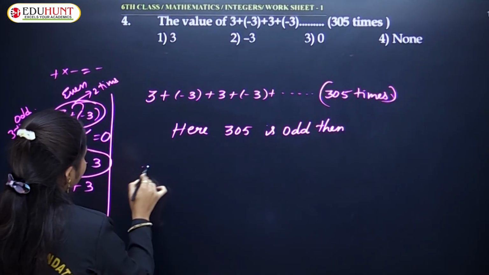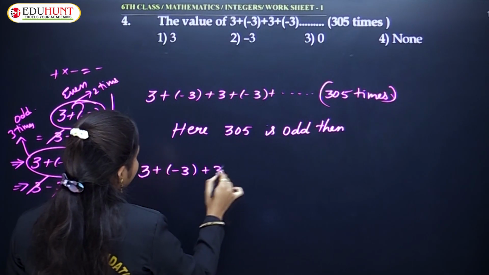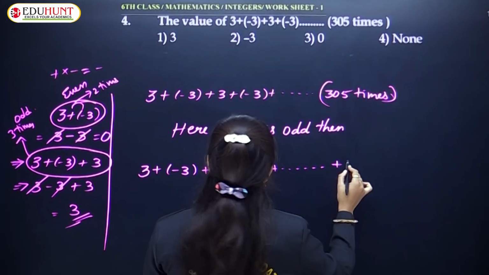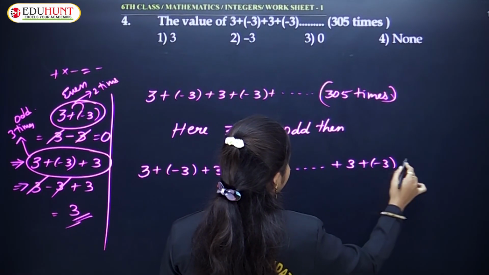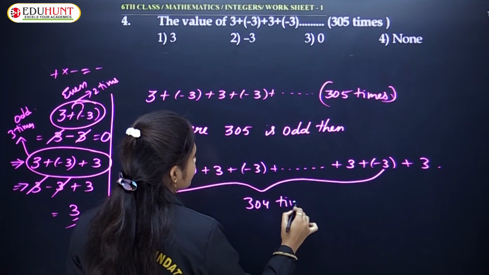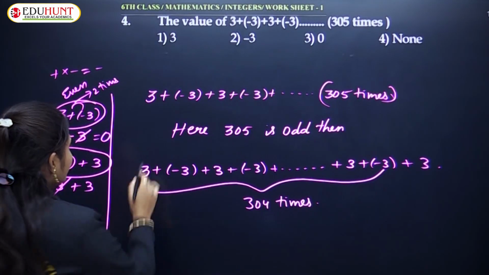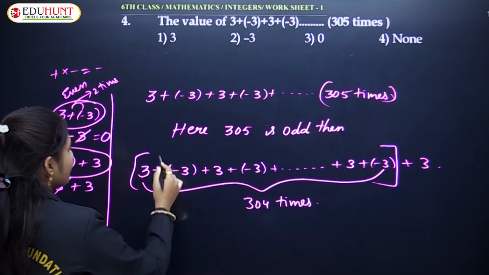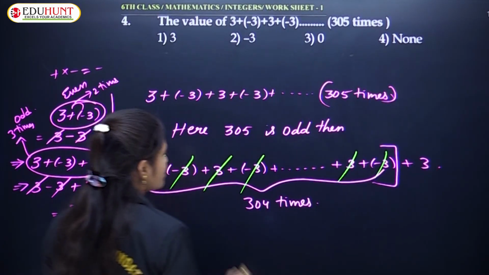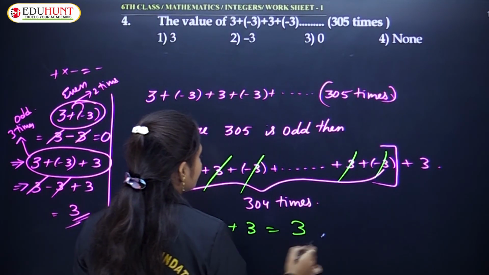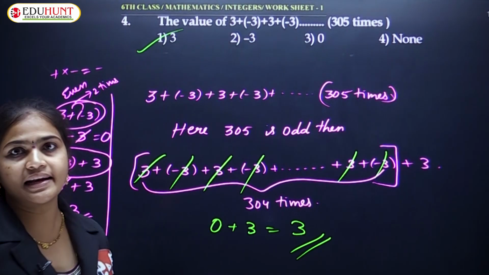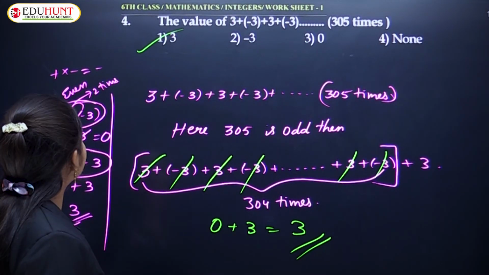Then 3 plus of minus 3 plus 3 plus of minus 3 plus and so on, the last being plus of 3 plus of minus 3 plus 3. So up to here it is 304 times. Clear? Even number of times means plus 3 minus 3 plus 3 minus 3, so all will cancel. 0 plus 3 equals 3 is the answer. Understand? Then which option is correct? Option 1 is correct, that is 3. Yes. Let us see the fifth one.